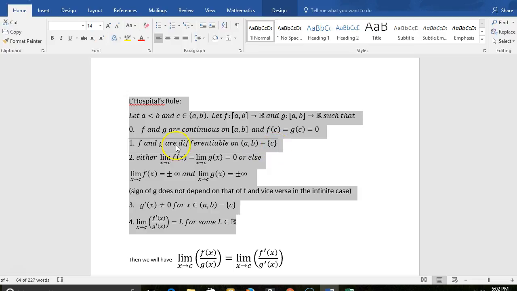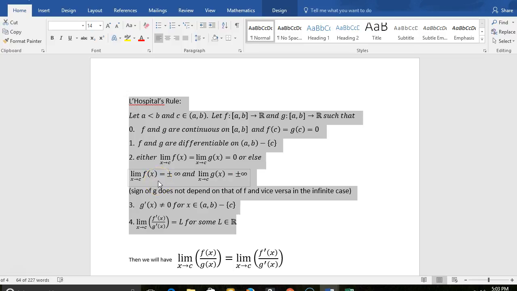They're continuous at c, but not necessarily differentiable there. Rule 2: either both limits go to 0 or both limits go to infinity of some kind. Either both limits go to 0 or both limits go to one type of infinity.